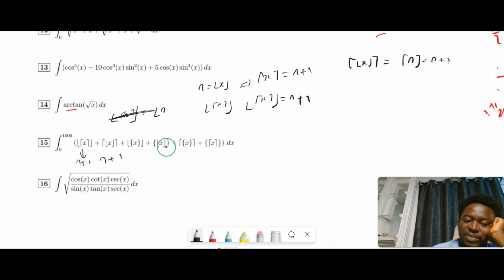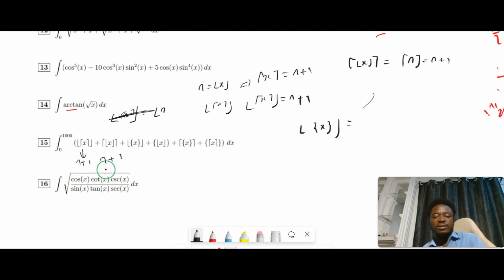What about the fractional part? The floor of the fractional part of x. Well, the fractional part of x, for x being an integer, is going to be 0, because what's the fractional part of, how do we reconcile this aspect? Because the fractional part of x is going to be x minus the floor of x.